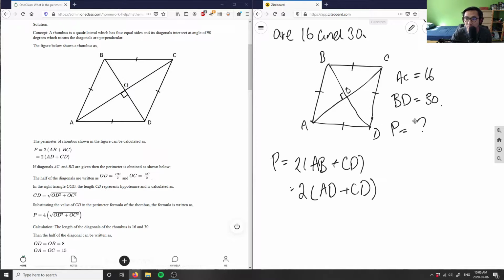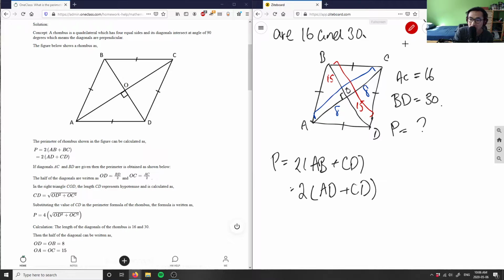rhombus here. So between A to C here, we know that this here is 16. So 16 divided by 2 is obviously 8, right? So A to O would be 8 here, and O to C would be 8 here. So that's that. And then from B to D, the entire length here is 30. So if we divide it by 2, then we would have 15 on one side and 15 on the other side, right?